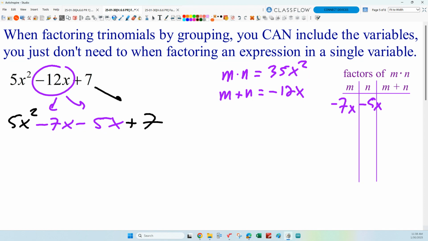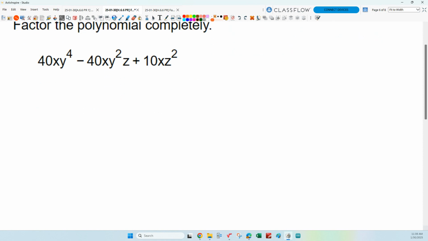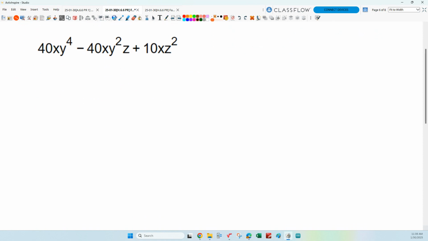Okay, but why would I show that to you? Because what about a problem like this one? When you have multiple variables, if you're stuck factoring a trinomial that includes multiple variables, it is way easier to include the variables. Okay, so let's try this one. Now, what's my GCF? 10x it looks like, agreed? Okay.